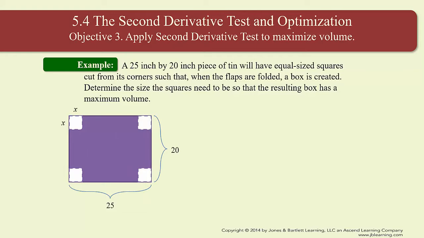So there's the piece of tin, and we're going to cut squares out of each corner. So each square is x by x. So get this in your notes because I'm heading off to the chalkboard to work through it.